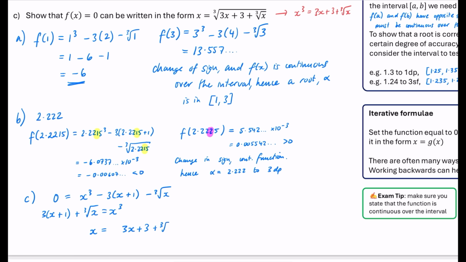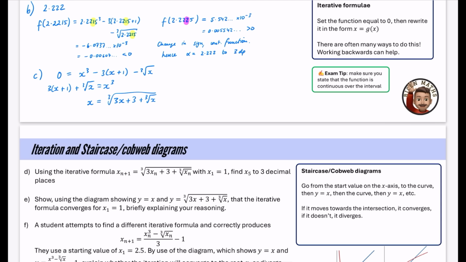So that's the first half of the question. Now in the second half of the question, we will continue, but we're also going to be having a look at the actual iteration process, which I haven't really gone through in much detail in the boxes over here because it's pretty straightforward, and the staircase and cobweb diagram. So I'll come to the staircase and cobweb diagrams when we do part E and part F.